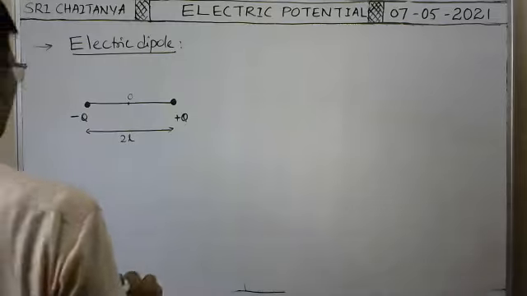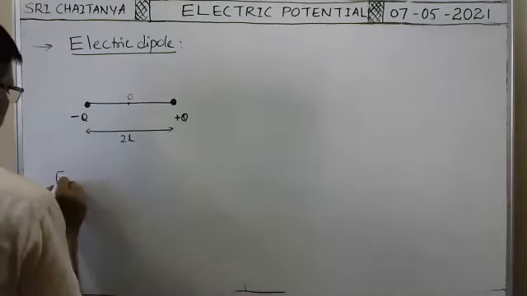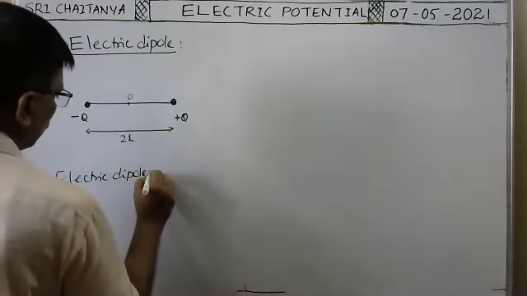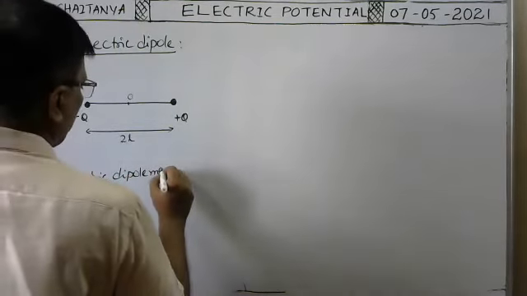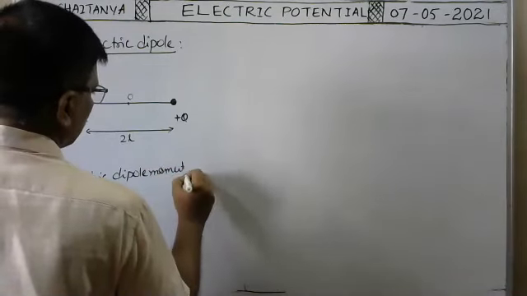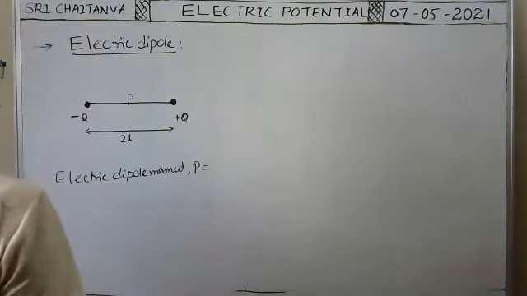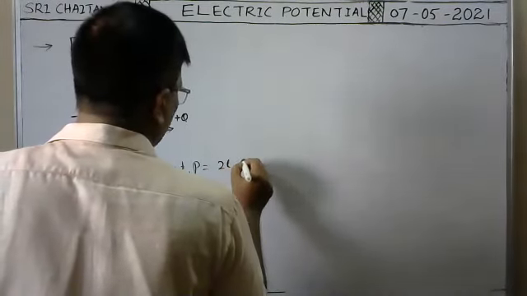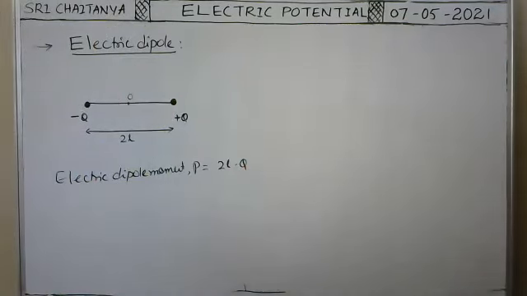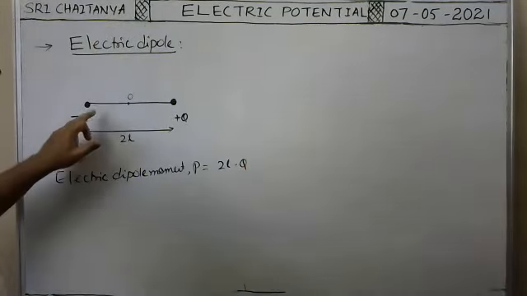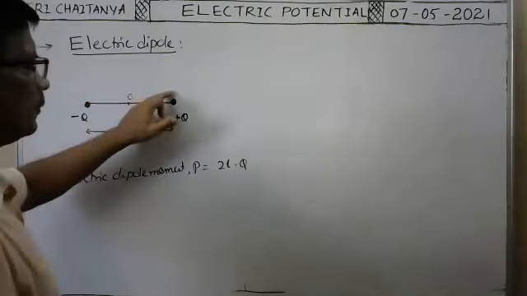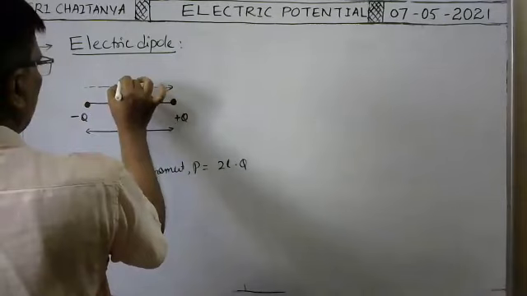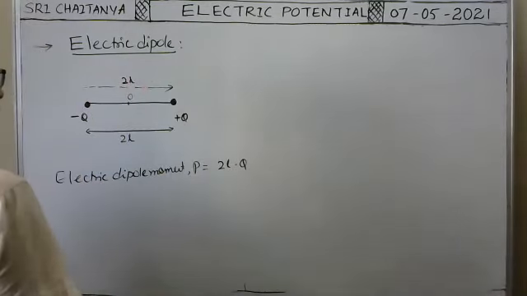In case of electric dipole moment, small p is equal to product of length of the dipole into charge. The length of the dipole is always measured from minus q to plus q.